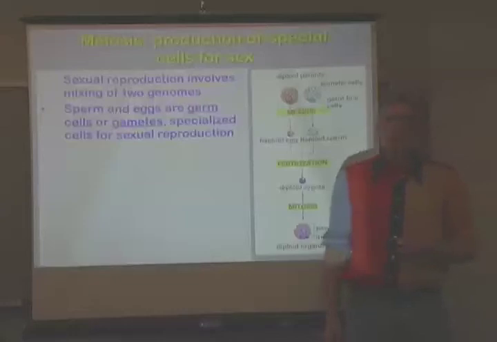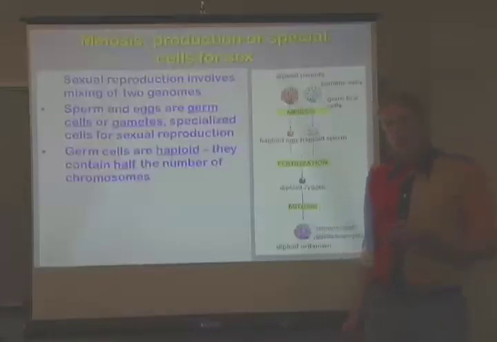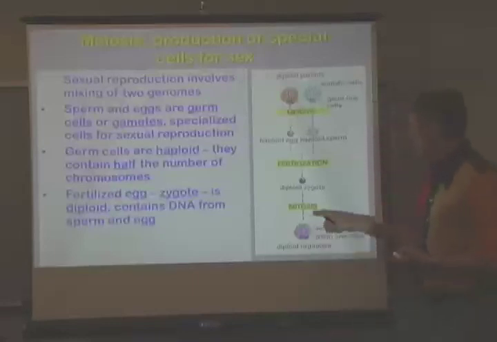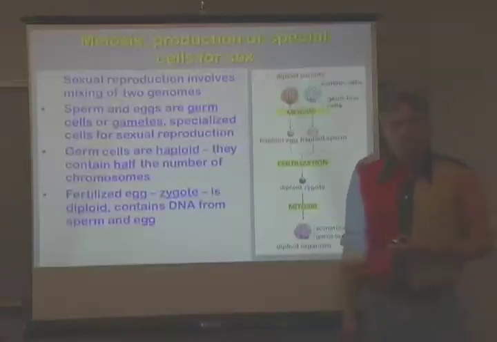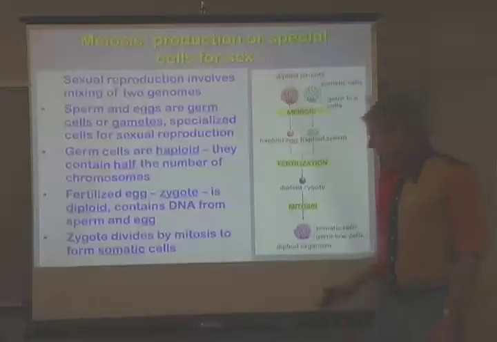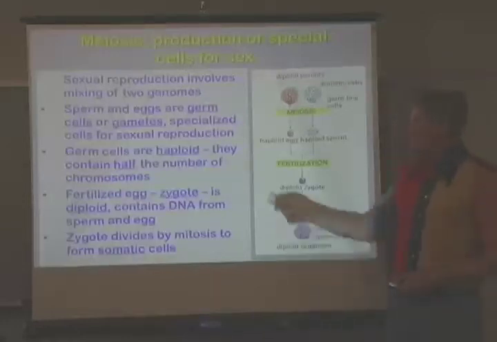Sperm and eggs are called gametes. Okay, these are specialized cells for reproduction. And the germ cells are haploid. They have one copy of every chromosome. The fertilized egg then is called the zygote, and that's diploid. It has the DNA from both the sperm and the egg. Then the zygote divides and divides and divides, and that's all the mitosis and the cell division cycle and all the signaling that we were talking about before. Those are all somatic cells, as opposed to germ cells, okay? Germ cells and somatic cells.